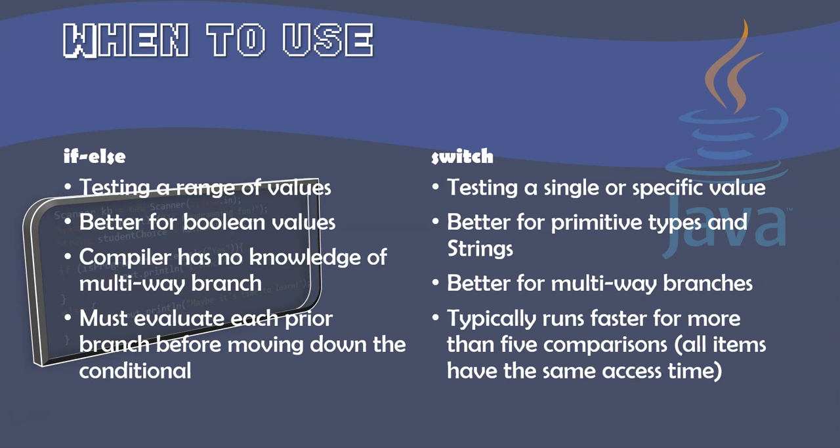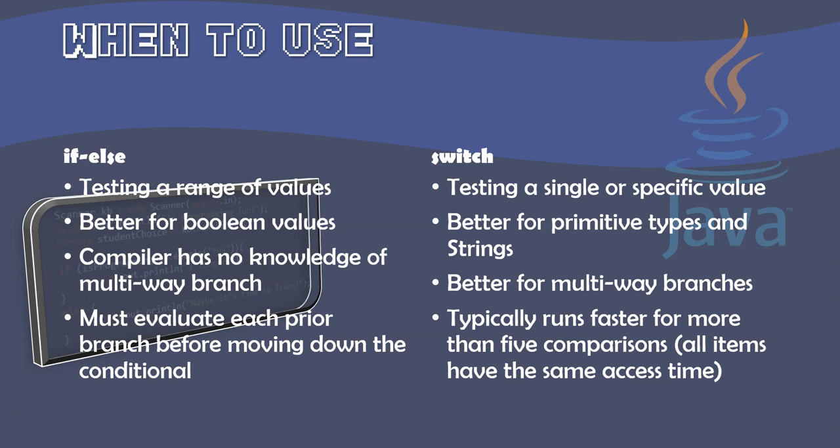Also, with if-else statements, the thing you have to understand is that when it goes and compiles your code, the compiler has no knowledge of a multi-way branch. So, for example, you have an if, an else if, maybe another else if, and an else. It doesn't know what those values are until it evaluates each branch. So each branch has to be evaluated before it can move down to the next level of that conditional to determine what value it needs to test.